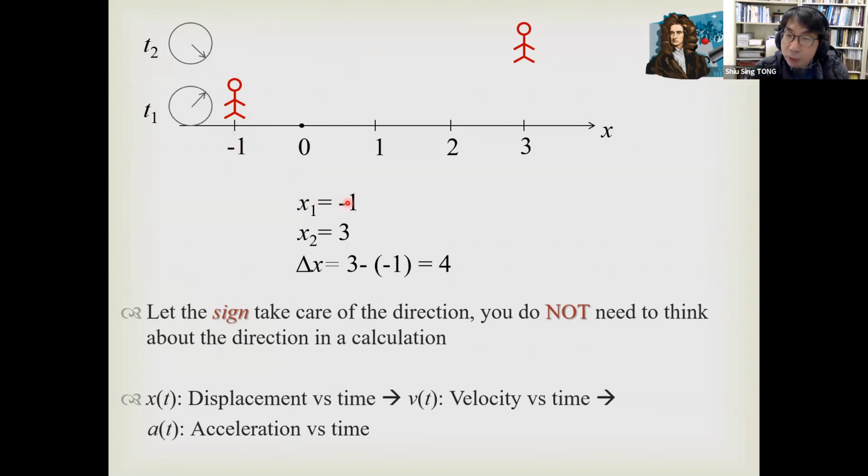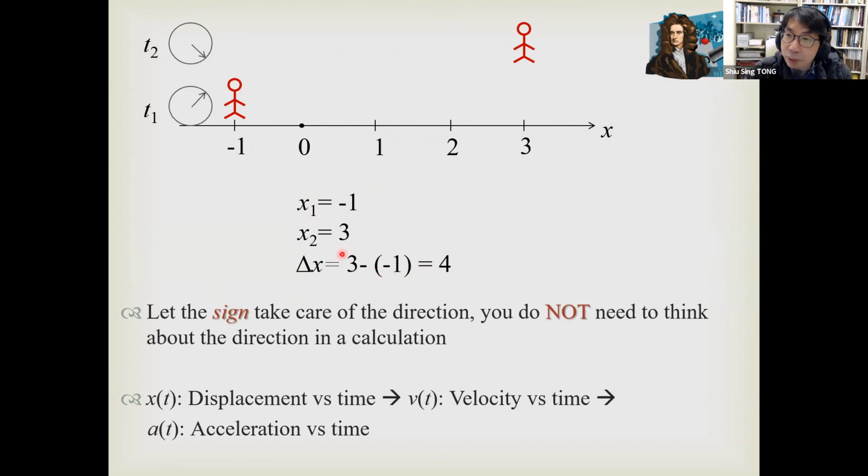So x1 is -1. At another time, he is at x equal to 3, where he now goes to the positive side. So the difference between x2 and x1, x2 minus x1, is 3 minus (-1). So it's 3 plus 1, which is 4. Okay, so this is a change in displacement.